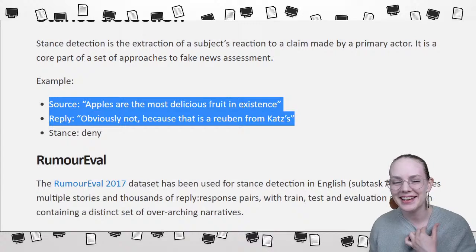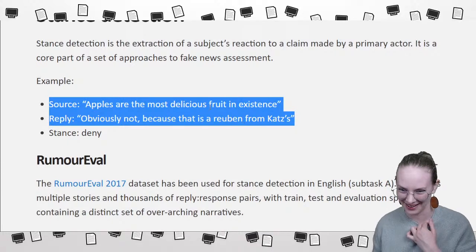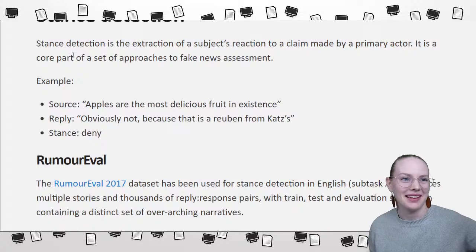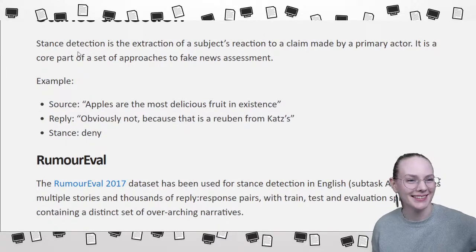This example, yeah, it's a little bit of a non sequitur. I do not know what's up with that example.